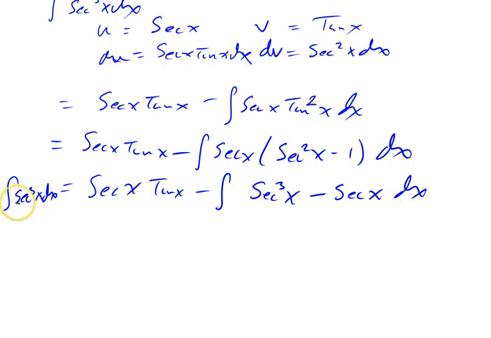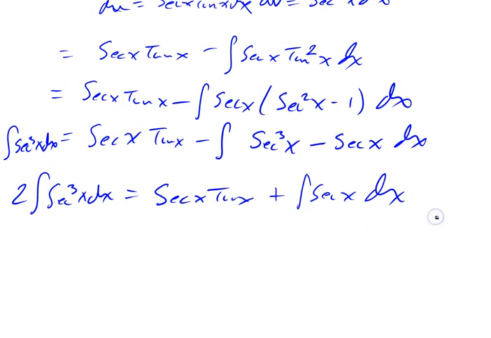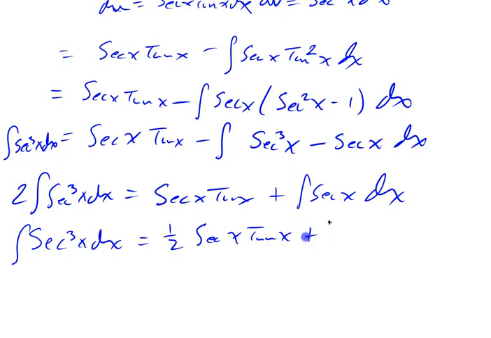So if I add this over to the other side, I've got 2 times the integral of secant cubed x dx equals secant x tan x. And so what I haven't done yet is I haven't integrated this part. So this integral actually breaks up into 2. There's this integral of this one and the integral of that one. And the minus minus is going to become a plus. Okay. So dividing both sides by 2 now, I've got the integral of the secant cubed x dx is 1/2 secant x tan x plus 1/2 the integral of secant x dx.